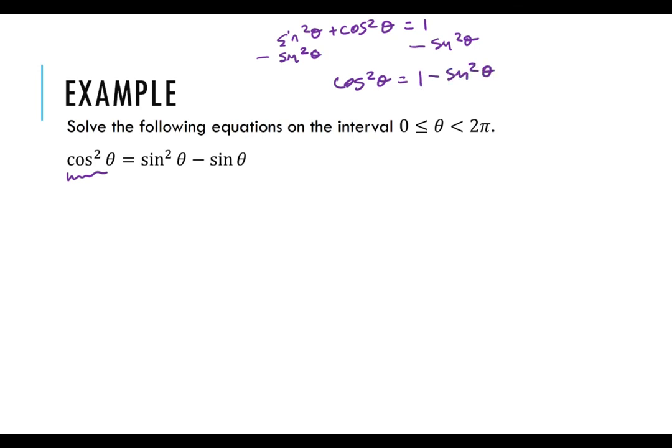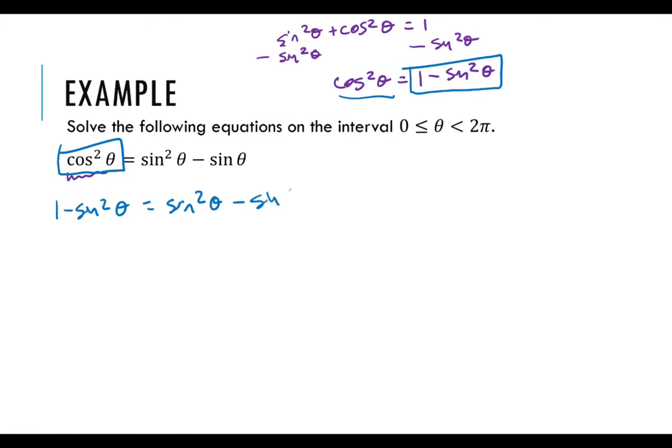Okay, so then what are we going to do? Well, we're literally just going to replace cosine squared of theta with its equivalent, 1 minus sine squared of theta. So that's going to be 1 minus sine squared of theta is equal to sine squared of theta minus sine of theta. At this point, I recognize that I have some quadratic stuff, but I need to move everything to one side. So I'm going to add sine squared of theta and subtract 1. I'm then going to get that 0 is equal to 2 sine squared of theta minus sine of theta minus 1.